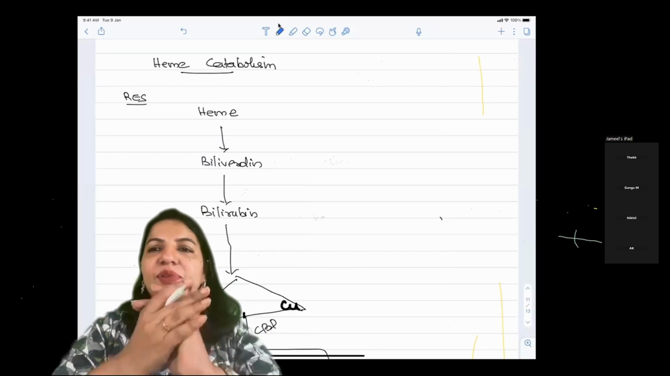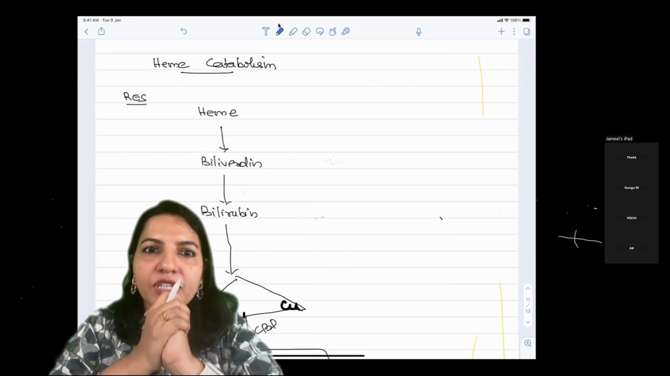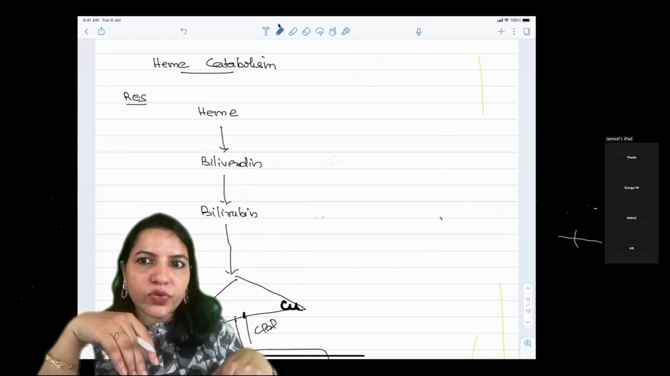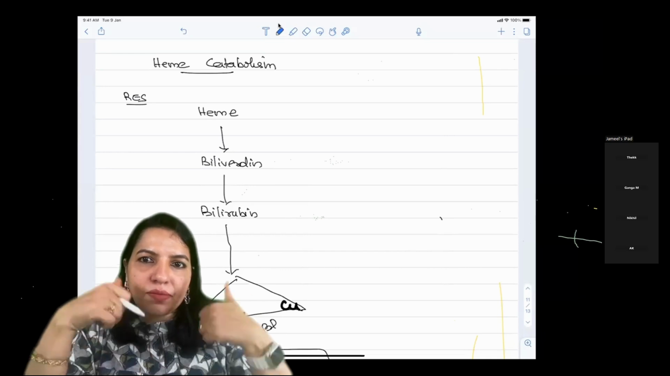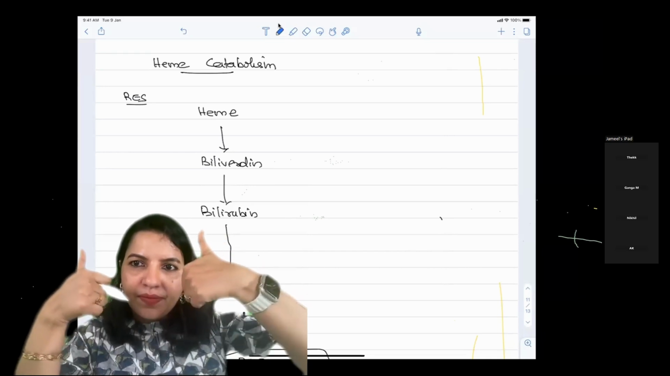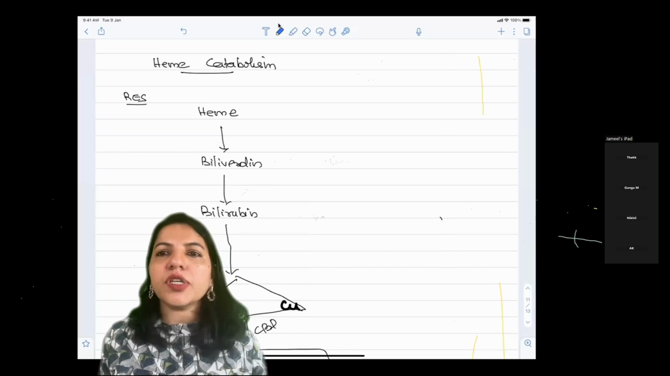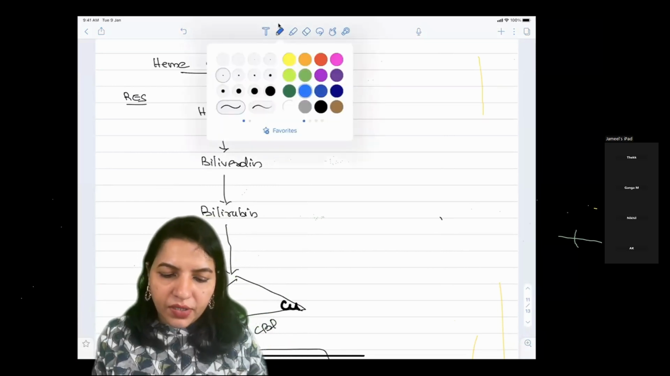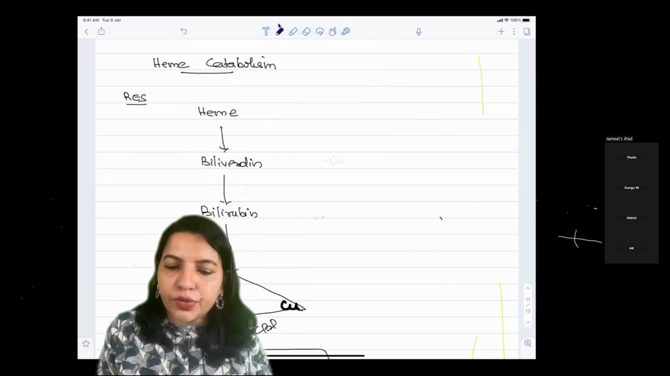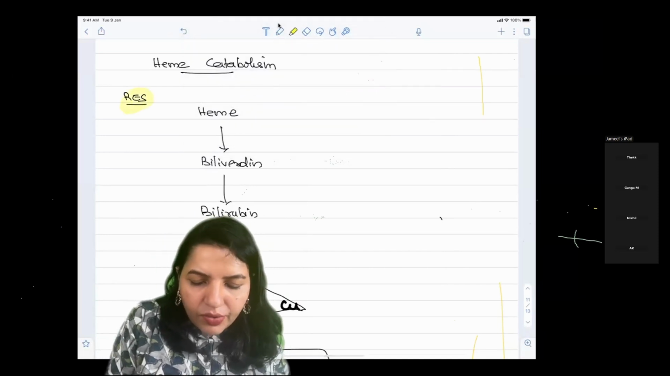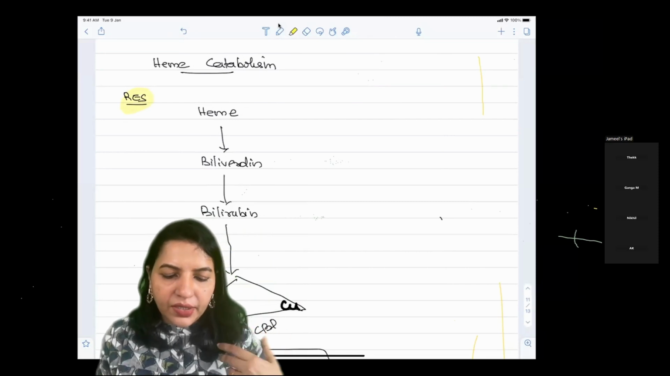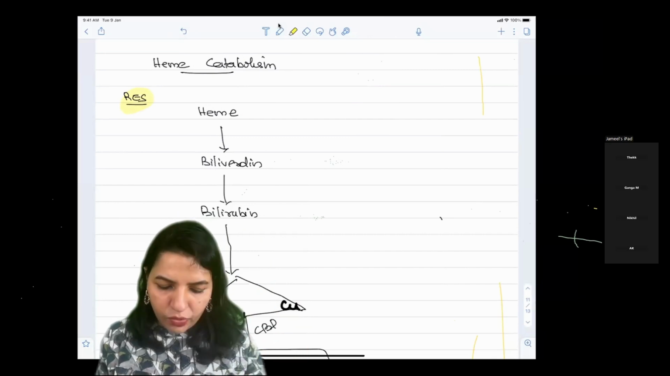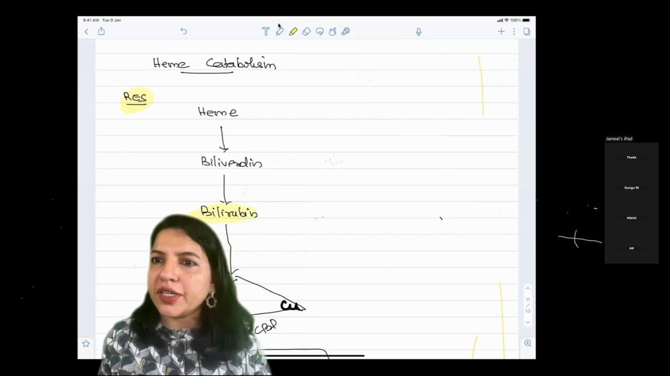Okay, so that is about heme. We are learning about heme catabolism. I hope that you have taken it in the notes as well. Right? Okay. So heme catabolism takes place in 3 organ systems. The first organ system is the reticuloendothelial system. In the reticuloendothelial system, what is being formed? Bilirubin is being formed.